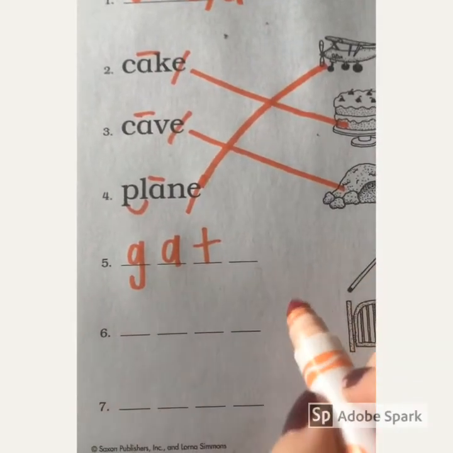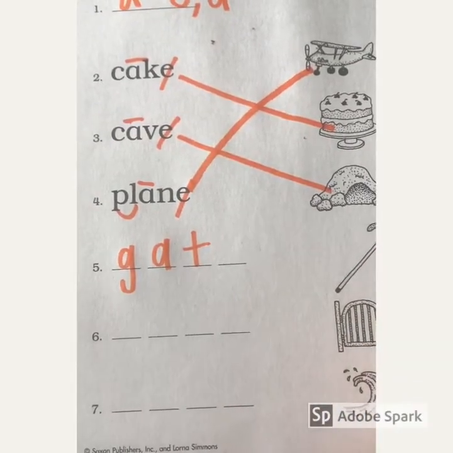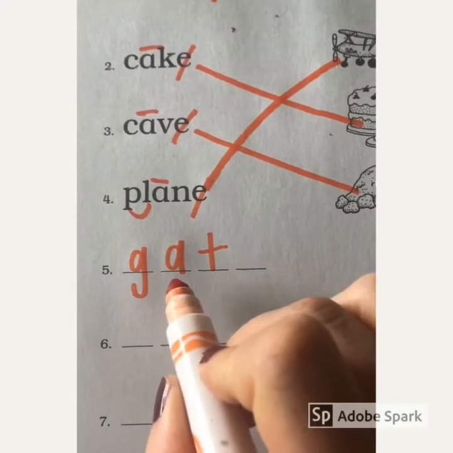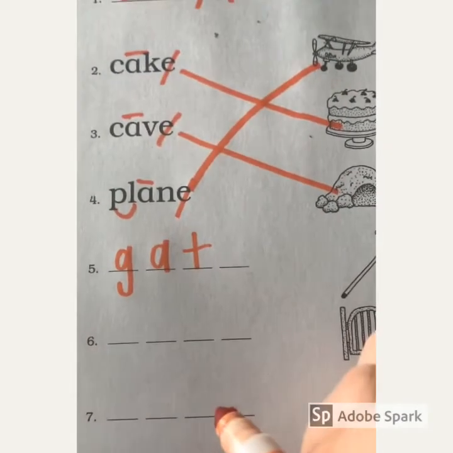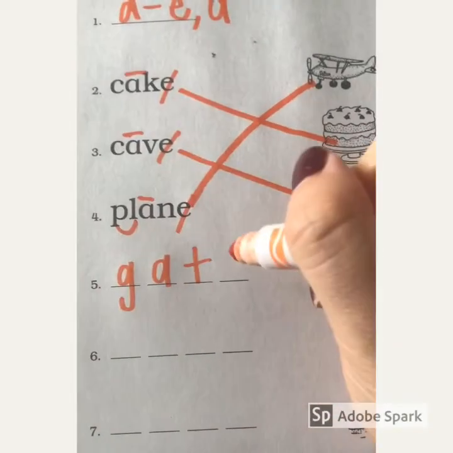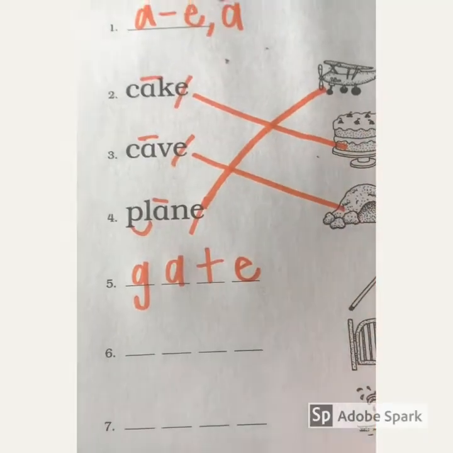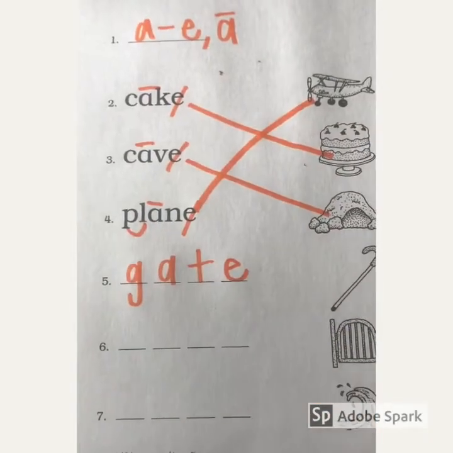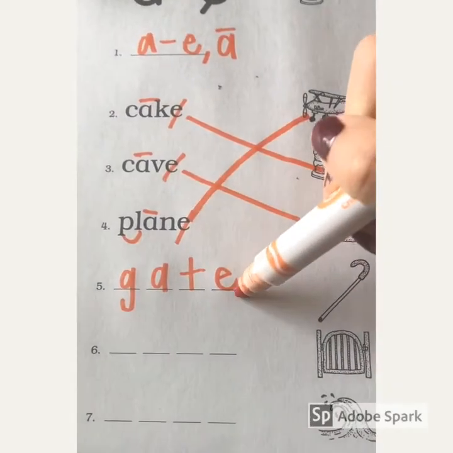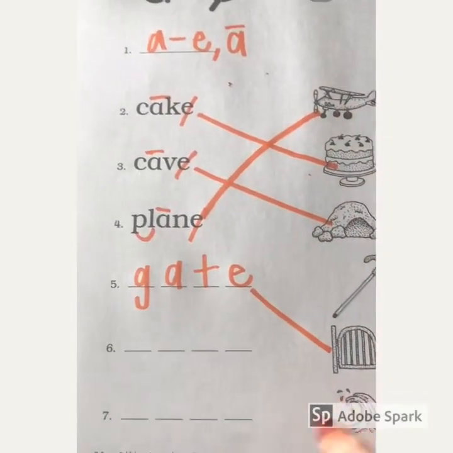What am I missing at the end? G-A-T. What letter do we have to add to the end of a word to sneak up behind the vowel and make it long? What letter does that? We just learned it, the sneaky E, so we're going to write an E at the end. G-A-T. Gate. Can you find the gate and draw a line to it? Good.